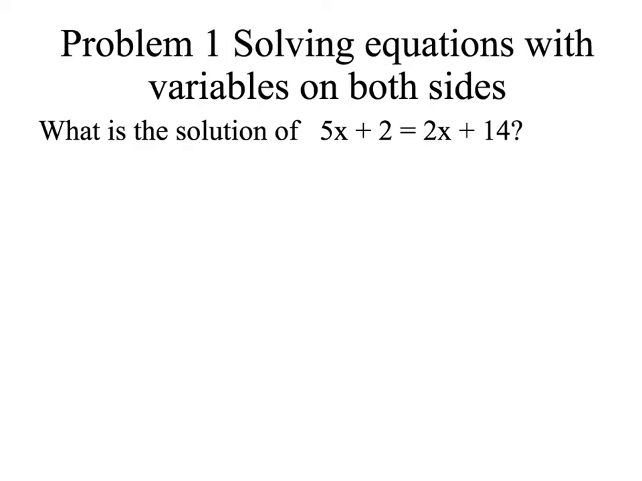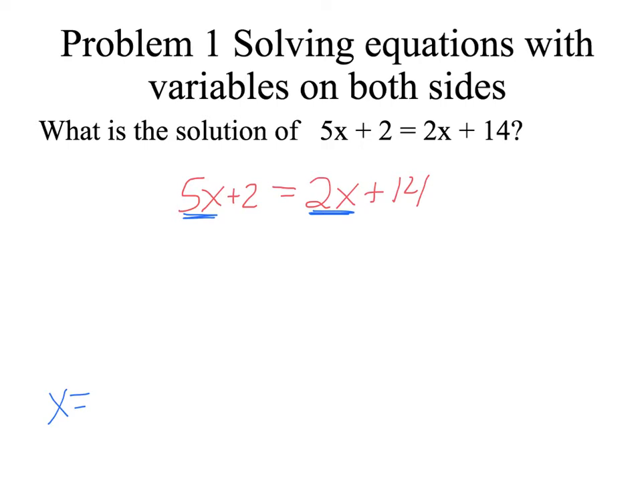Okay, so problem 1, let's actually solve one with variables on both sides. So we have 5x plus 2 equals 2x plus 14. Now, if you're going to solve this, the solution is going to be x equals. Well, I have x's over here and I have x's over here. So when you have variables on both sides, you just have to decide which side you want the variables to be on. And it really doesn't matter, but usually one way is easier than the other way. So let me just walk you through the two cases.